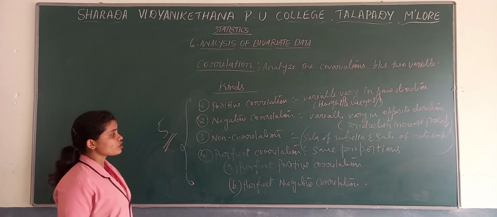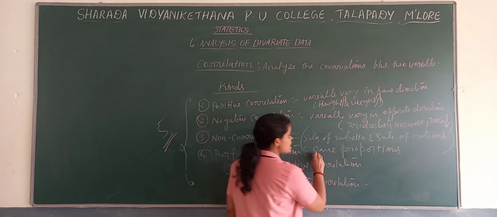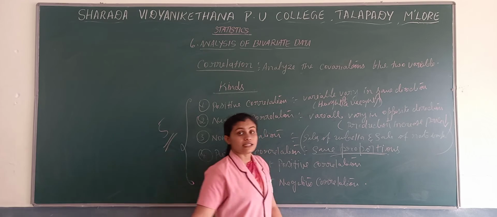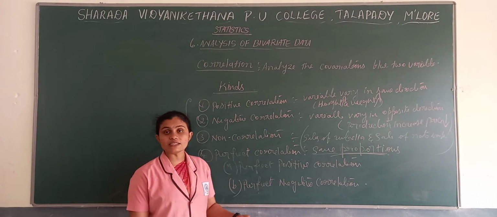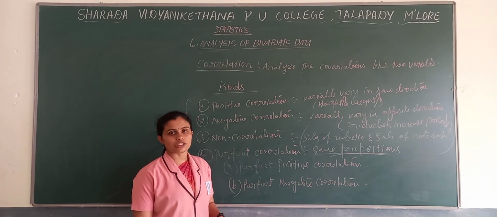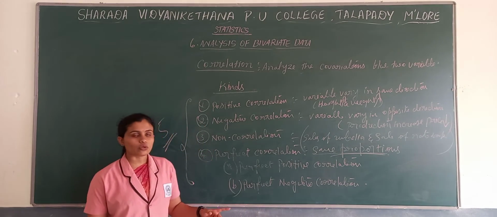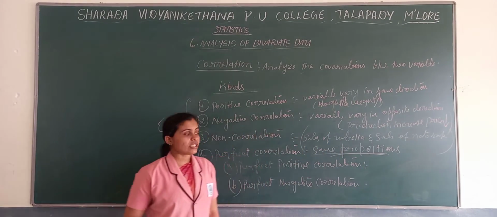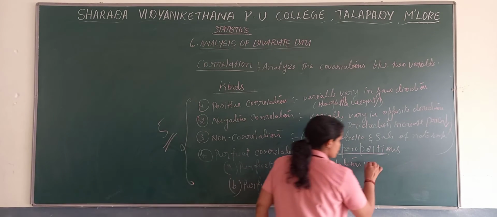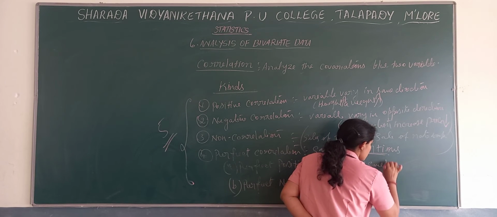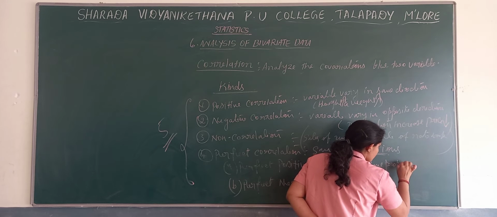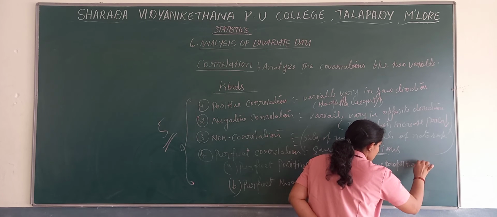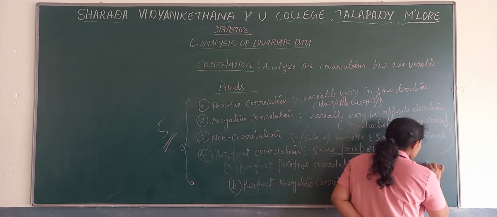So perfect correlation means where variables vary in the same proportion. That means there we have further two types, that is perfect positive correlation and perfect negative correlation. Perfect positive correlation means where variables vary in the same proportion and same direction.